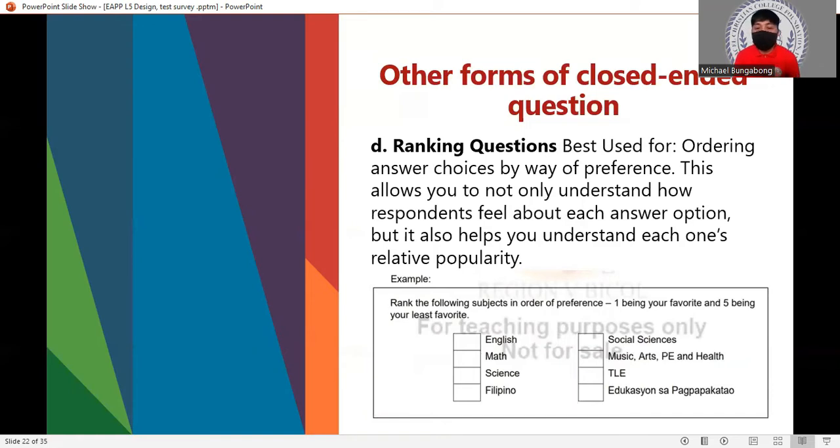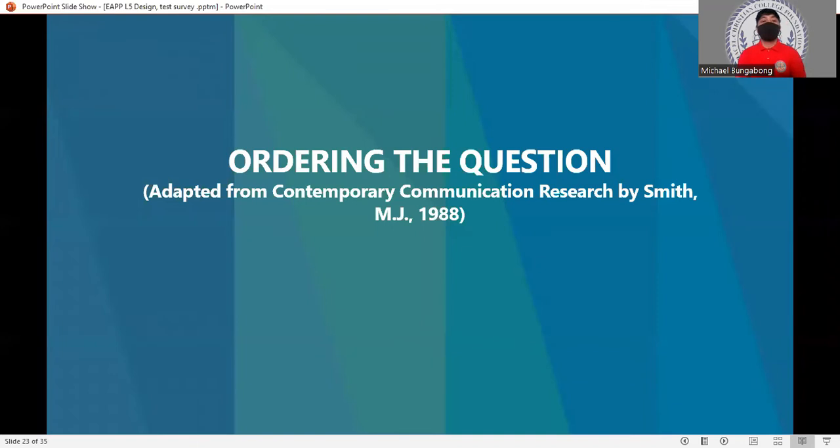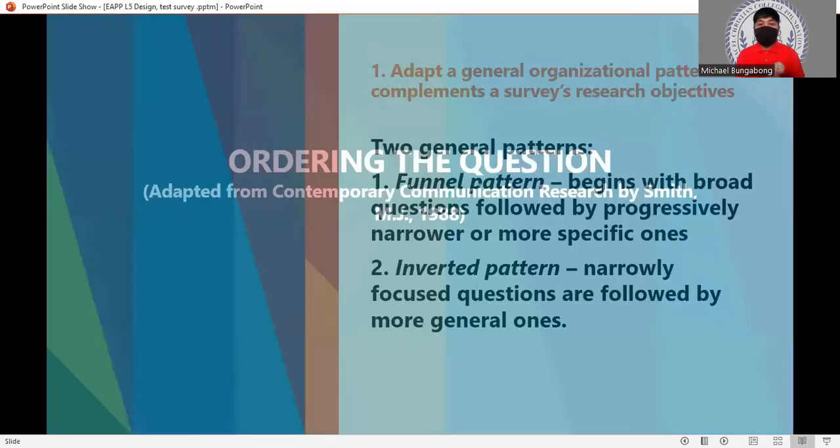Rank the following subjects in order of preference, with 1 being your favorite and 5 your least favorite. The options are given below. So you have to put a number according to your interest in that particular subject, right? And of course, ordering the questions. This is adapted from Contemporary Communication Research by Smith, M.J., in the year 1988.